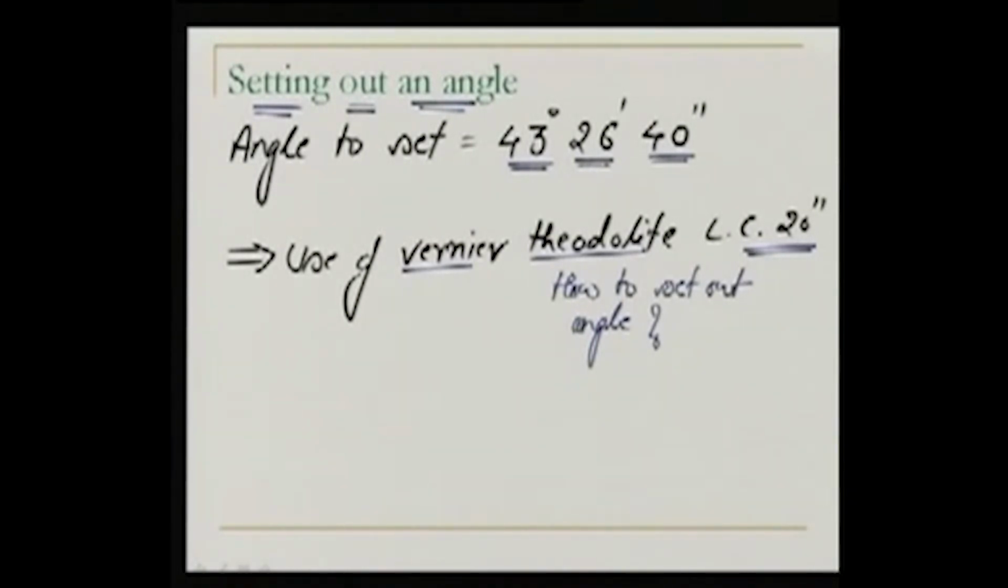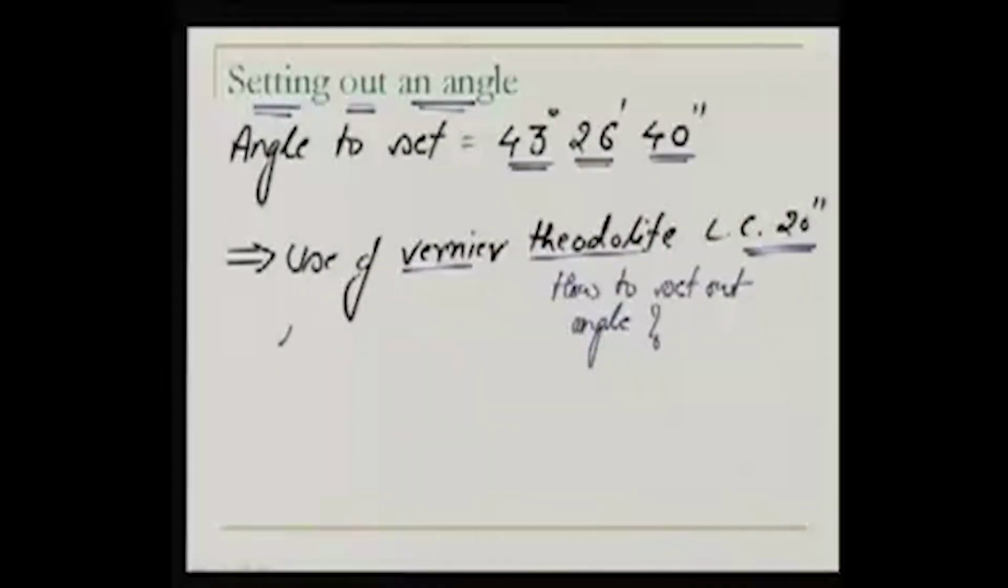Well, if you remember, when we discussed the vernier theodolite, there were two scales: the main scale at the bottom and the vernier scale. In the vernier we had vernier A and vernier B, and the main scale is graduated from 0 to 360. When we rotate this vernier, the telescope also rotates and the angle value changes.